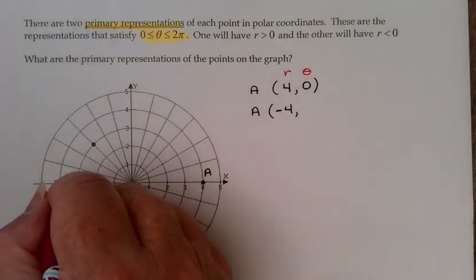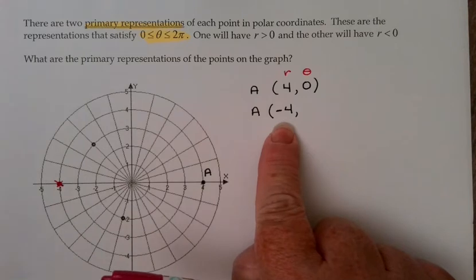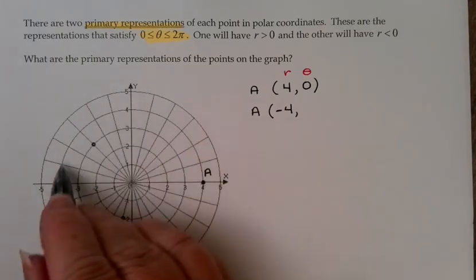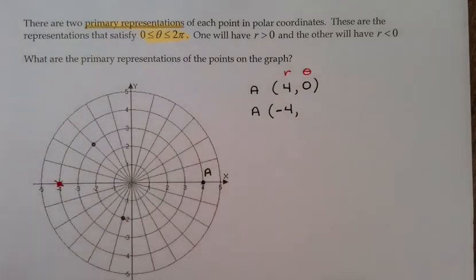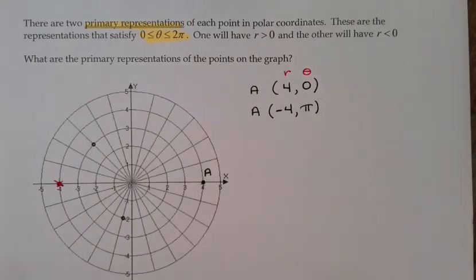Right there. Just going to put a little X there. Exactly opposite of A. So r was -4. And you'll notice that the angle here is exactly pi. So both of those are valid representations of A.